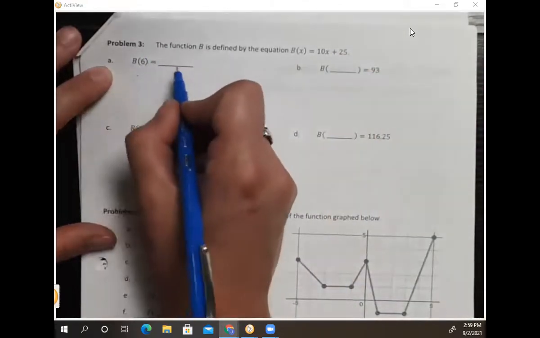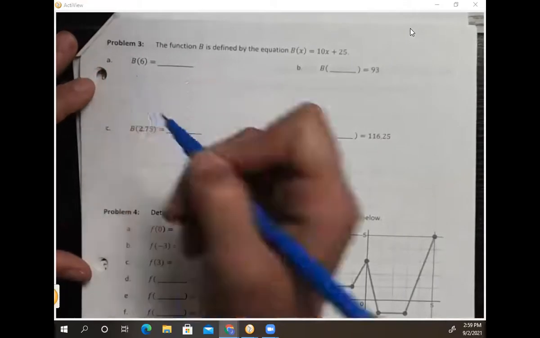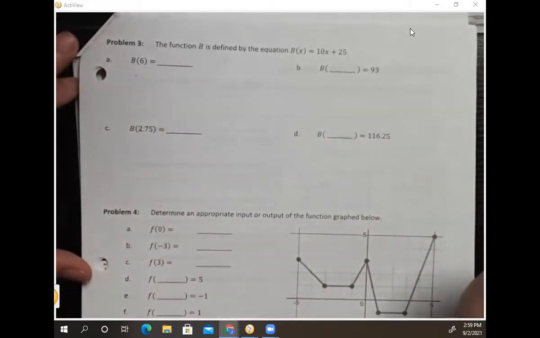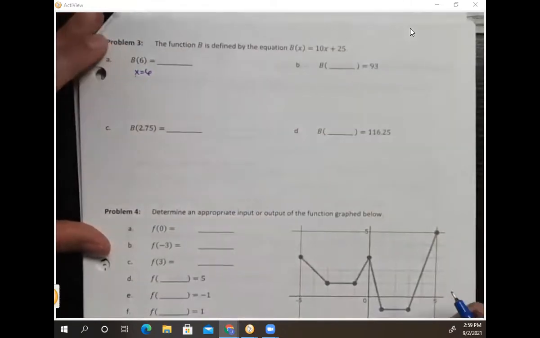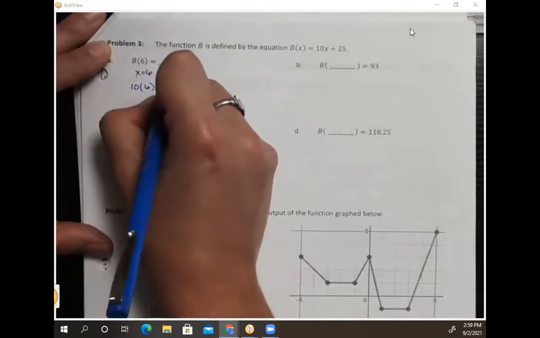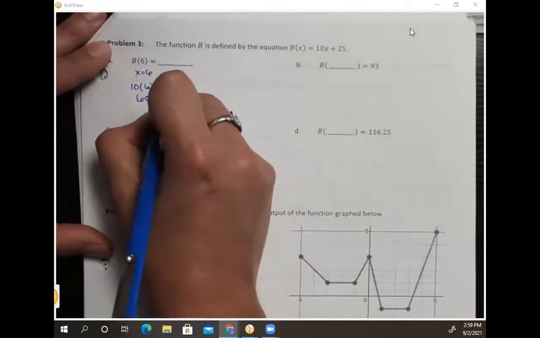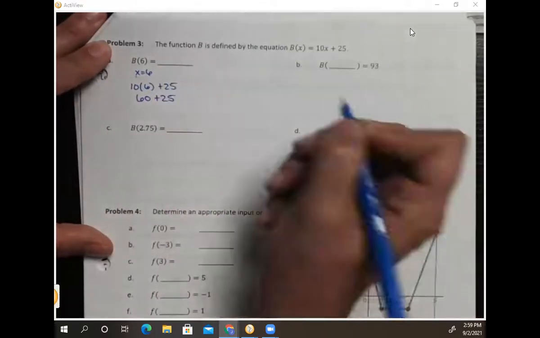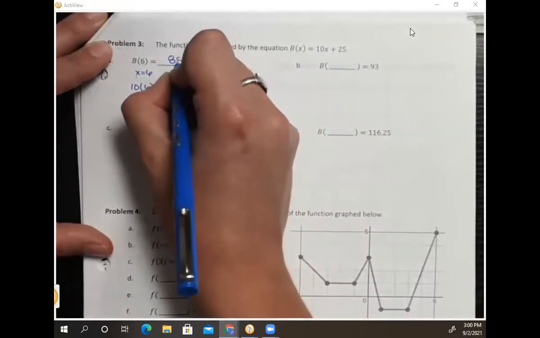If I want to know the output, the function value for b of 6, what would I do? Yeah, plug in 6 for x, right? Plug in x equals 6. That's exactly what you just described to me. So I would take 10 times 6 plus 25. So this would be 60 plus 25, which would give me 85. So b of 6 equals 85.